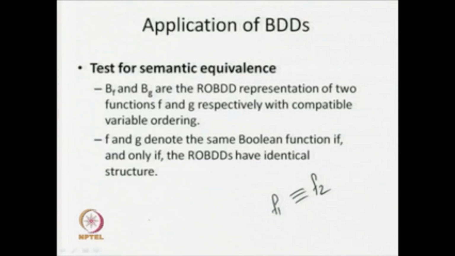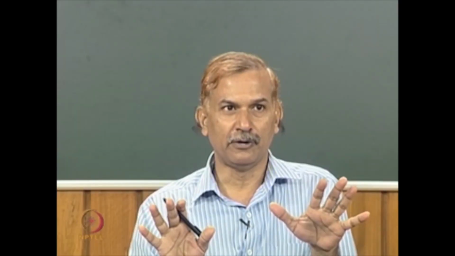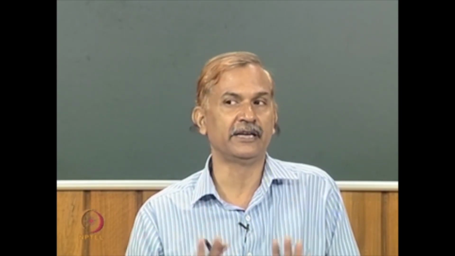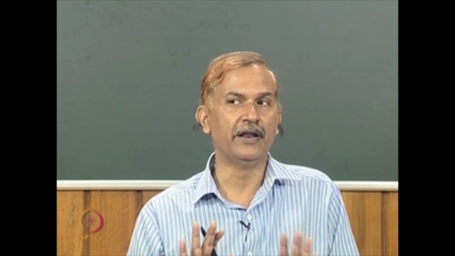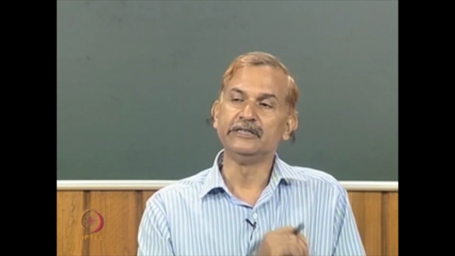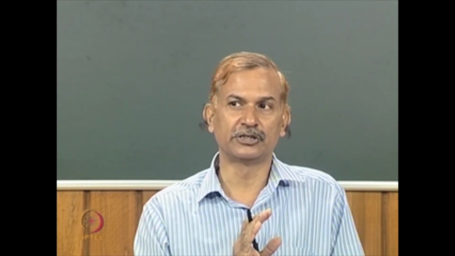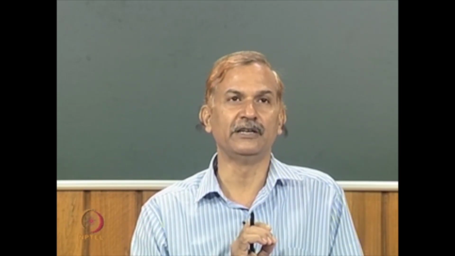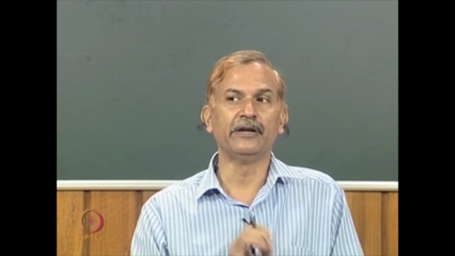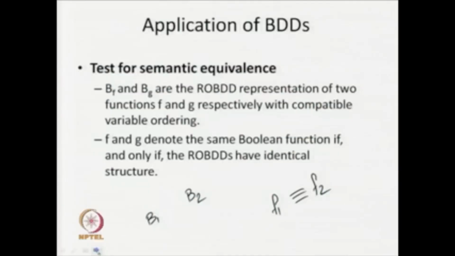Now, if we construct BDD B1 for f1 and BDD B2 for f2 with a particular variable ordering, that means they should have a computable variable ordering. Once we construct these BDDs for functions f1 and f2, and if we find that both have the identical structure, then we can say that both f1 and f2 are representing the same Boolean function. That means f1 and f2 are equivalent. So, semantic equivalence can be checked very easily once we have the BDDs for these two functions. If they have the identical BDD representation with respect to a computable variable ordering, then you can say that these two functions are equivalent.